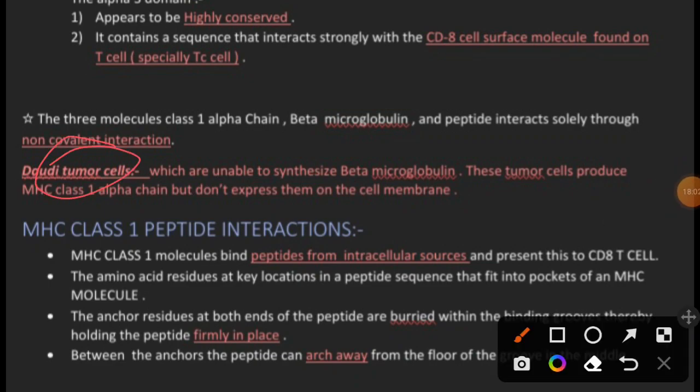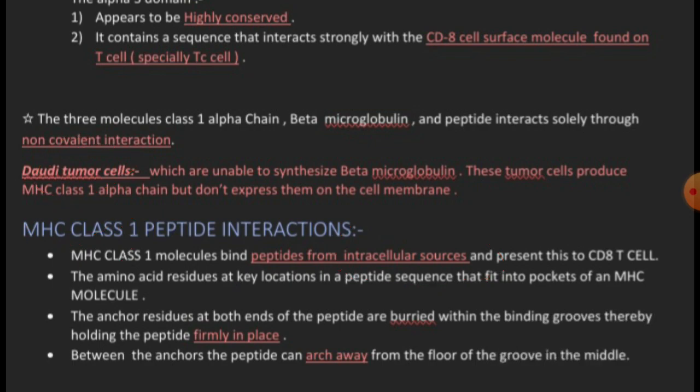Now, peptide interaction. Okay, so the MHC class 1 molecule binds peptides from intracellular sources. That means all types of endogenous antigens are processed by the MHC class 1 molecule. Now, how can you remember it? When I read about immunology, there was a big confusion in my mind, and I used to forget which one is going to process which type of antigen. But now I am going to give you a mnemonic that will help you.